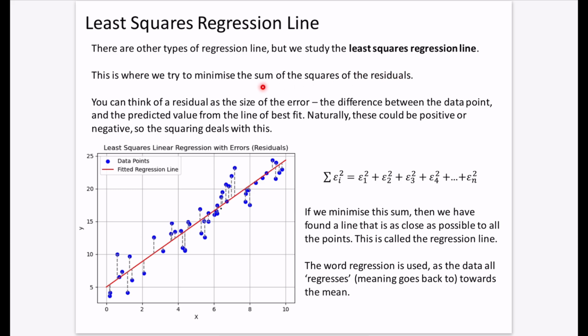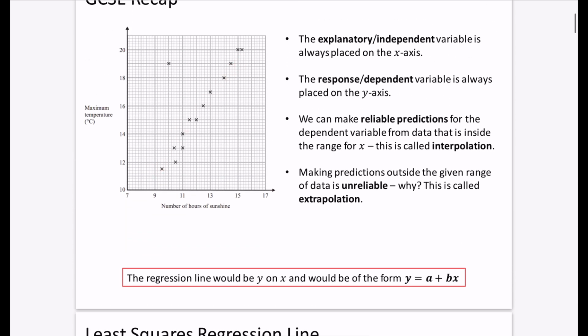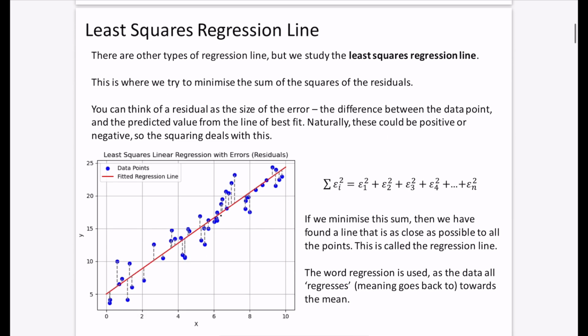Now there's quite a lot of new stuff there to break down. So let's see if we can understand what this word residual means. Well, here all of these different blue points correspond to different data points. Like in GCSE, they correspond to the little crosses that we've got there.